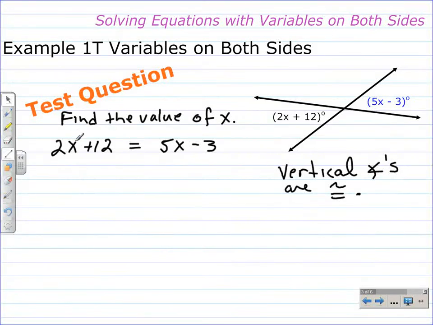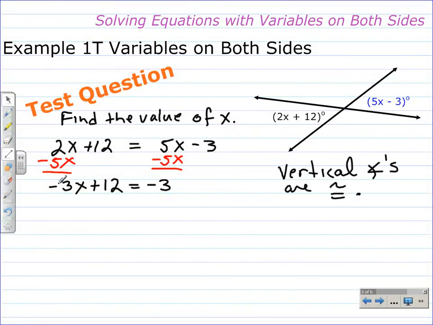So we'll need to use the subtraction property of equality to eliminate either the 2x from the left of the equal sign or the 5x from the right of the equal sign. We can just be consistent with what we did in the first example and get rid of the variable on the right by subtracting 5x from both sides. When we subtract 5x from both sides, 2x take away 5x leaves a negative 3x. Bring down the plus 12 because we haven't done anything with it yet. Bring down the equal sign and bring down the negative 3.